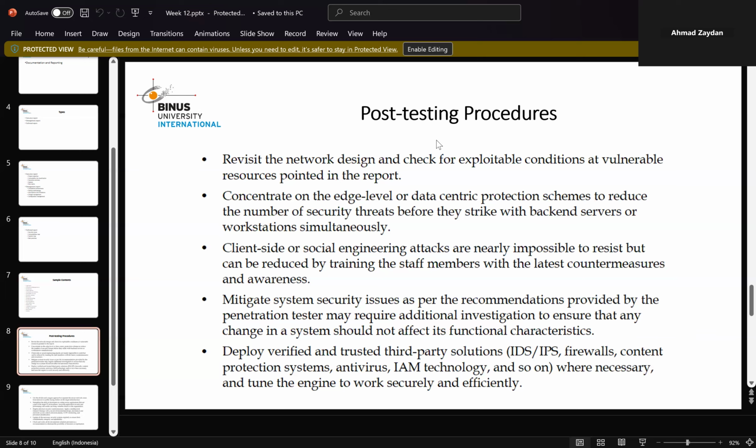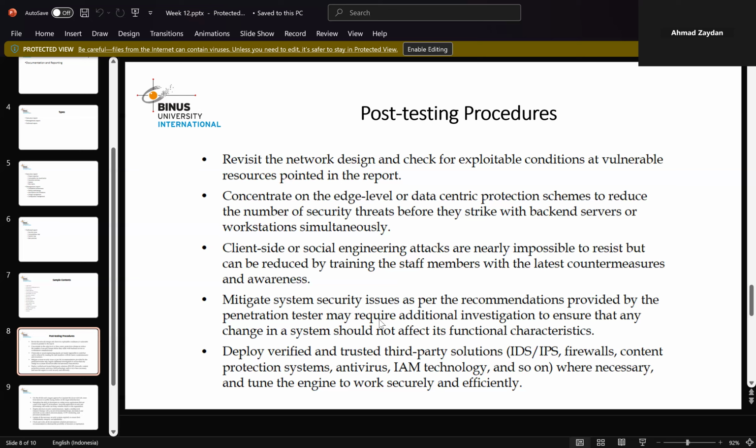So most testing procedures, like the things that we do after testing: revisit the network design and check for exploitable conditions at vulnerable resources pointed out in the report. Concentrate on the edge level or data-centric protection schemes to reduce the number of security threats before they strike backend servers or workstations simultaneously. Client-side or social engineering attacks are nearly impossible to resist, but can be reduced by training the staff members with the latest countermeasures and awareness.